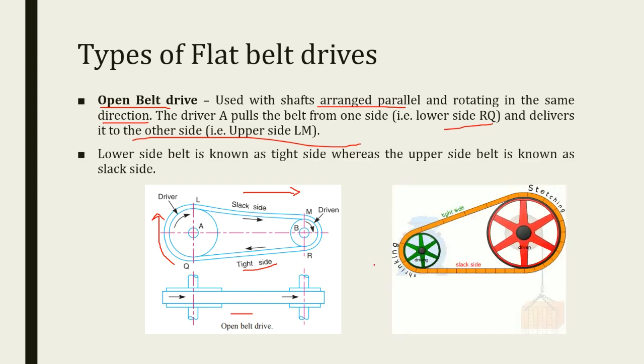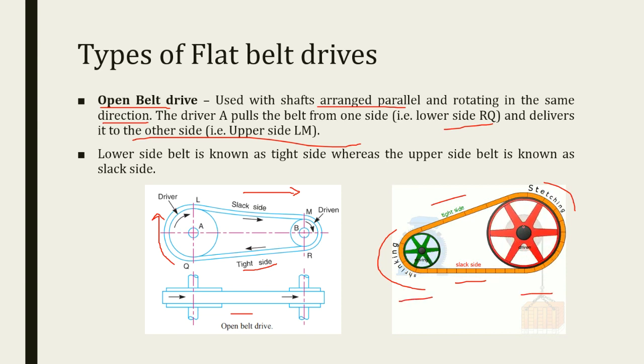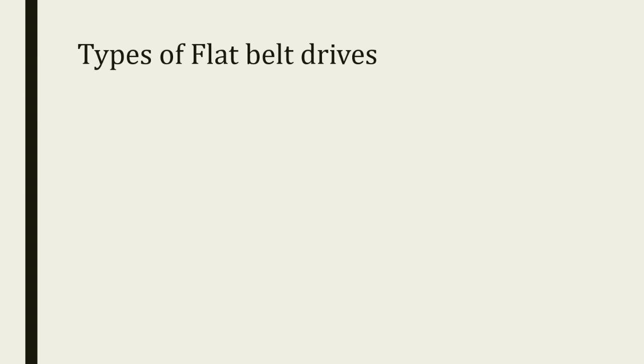So you can see the animation of the open belt drive. The tight side is here and then the slack side. This is where the shrinking happens. Here the shrinking is taking place, and here the stretching takes place, and then it pulls and delivers it to the other pulley. So this is the driver pulley, and this is the driven pulley. This pulley is driven by the driver pulley. So this is about the open belt drive.